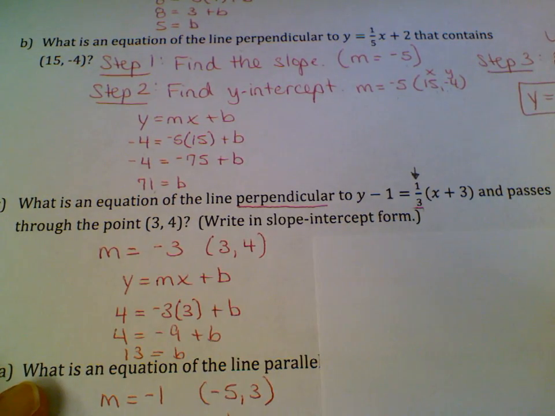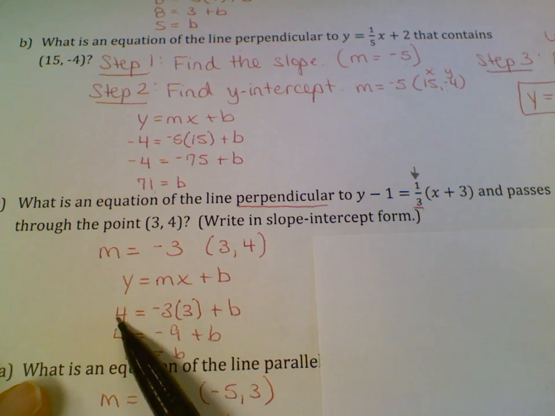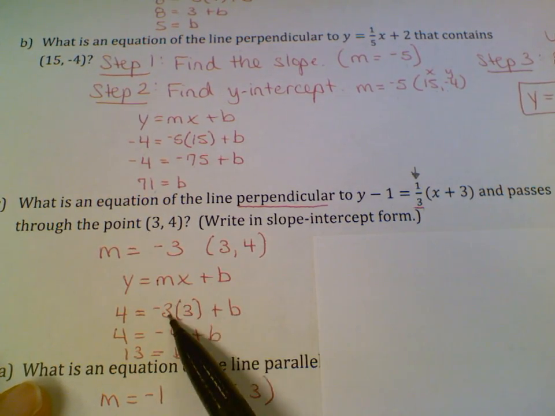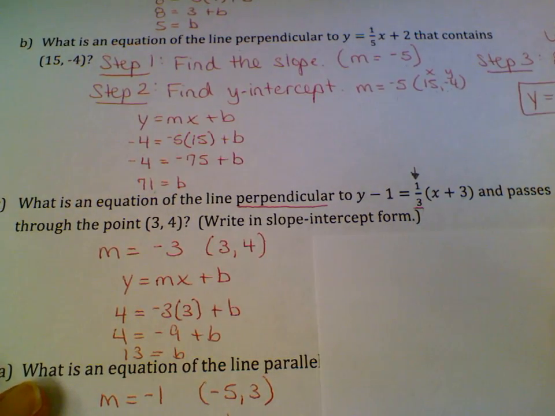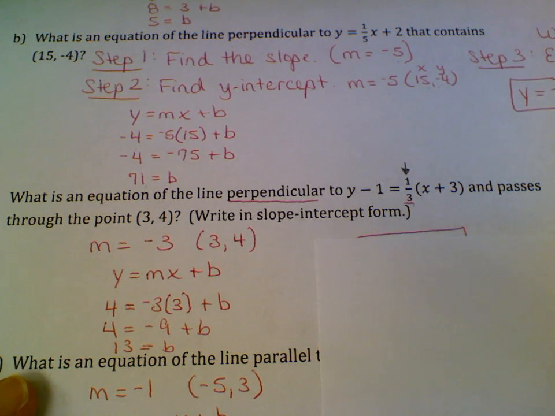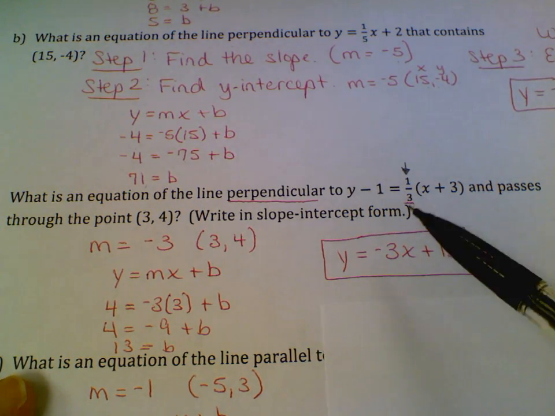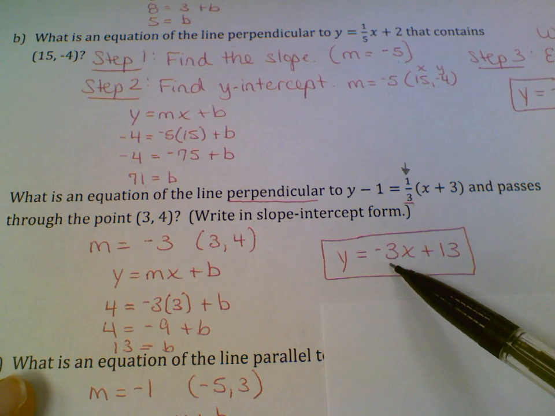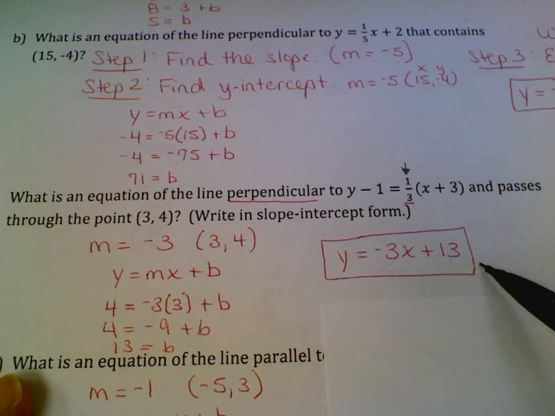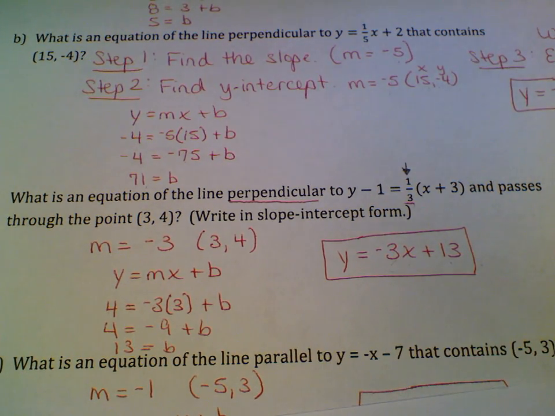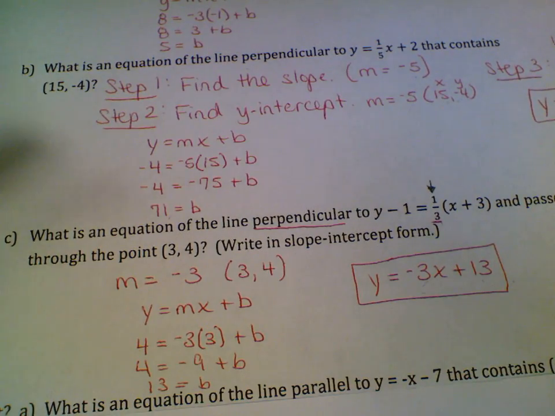So then I'm going to plug in my point for x and y, plug in my slope, multiply, add over 9, and so my y-intercept is 13. So then my equation is y equals, with my new slope, negative 3x plus 13. Alright, pause the video and try the next two questions.